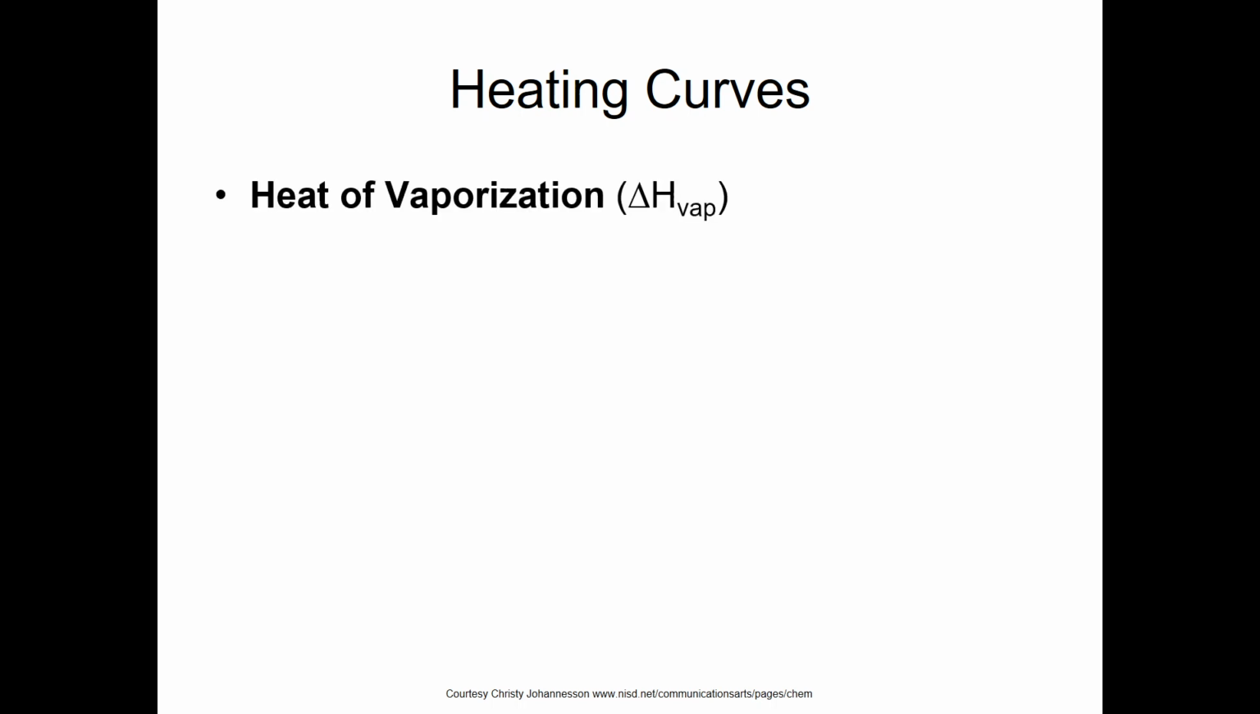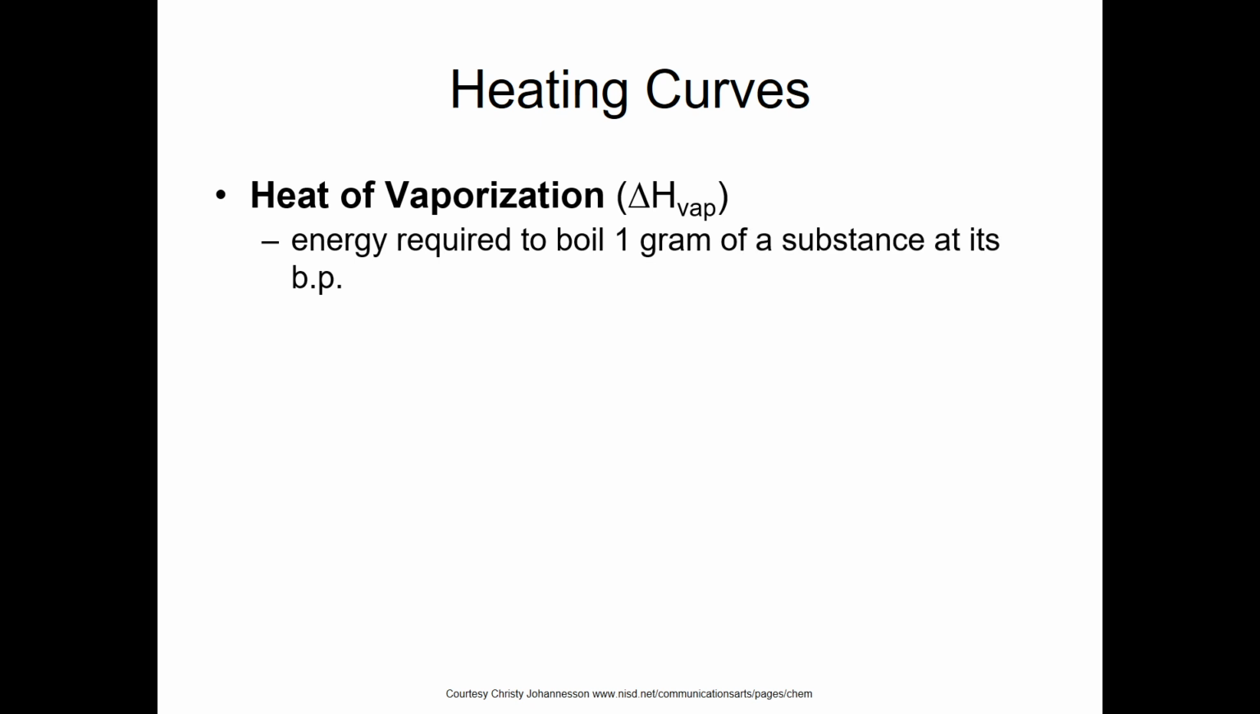We also have heat of vaporization: the energy required to boil 1 gram of a substance at its boiling point. It's usually larger than heat of fusion. Would anyone like to guess why? Why would it be easier to melt something than boil something?